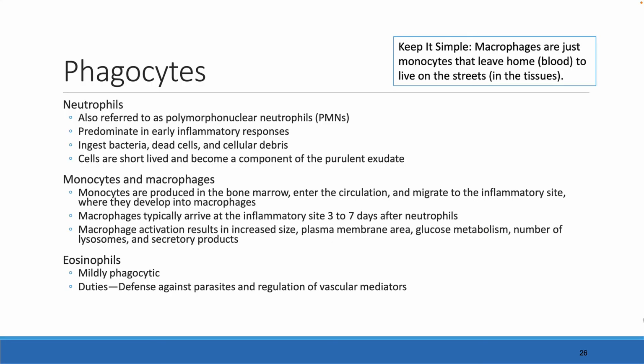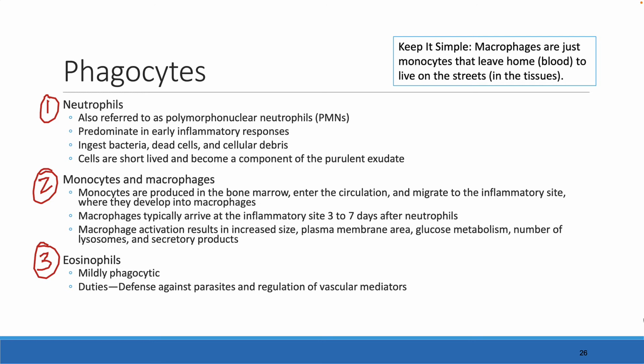All right, so what are phagocytes? They are the cells that eat stuff, right? So there are three different types of phagocytes. We have neutrophils, we have monocytes and macrophages, and then we have eosinophils, which don't contribute a whole lot. They're a little bit phagocytic, but not tremendously.